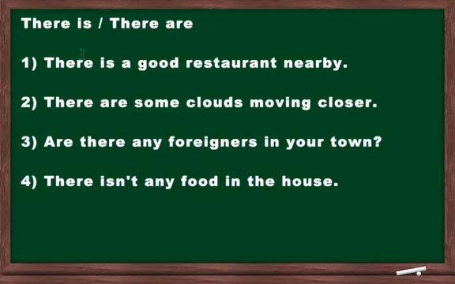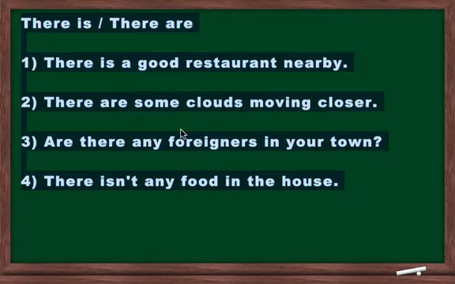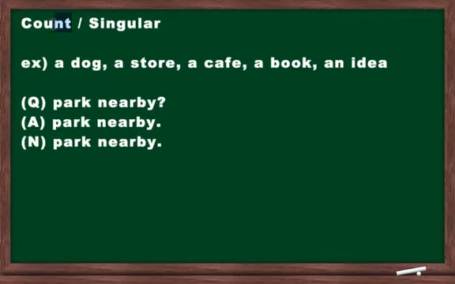So as you can see, sometimes we use there is and sometimes we use there are, and we're going to look at what phrase or construction to use and how to use it. So first, let's look at count words that are singular. Now, if it's a count word, that means you can count on your fingers 1, 2, 3, 4, and if it's singular, just one. So a dog, a store, a cafe, a book, an idea. That's just one thing. So if it's one thing, that means it's singular.